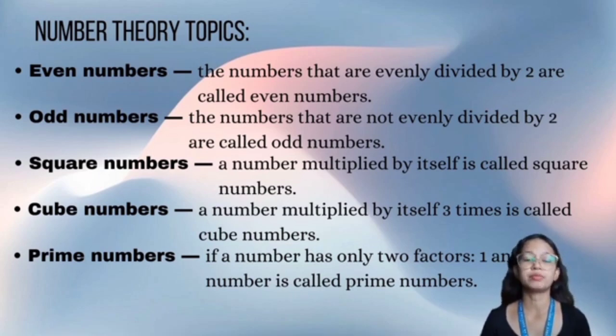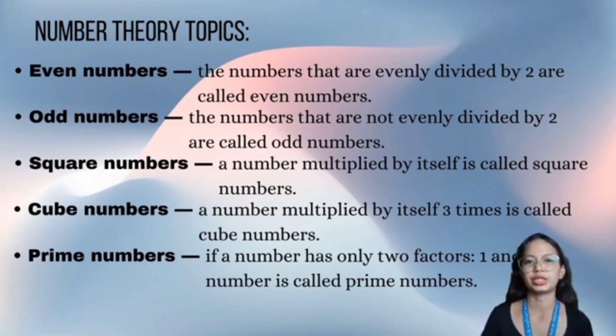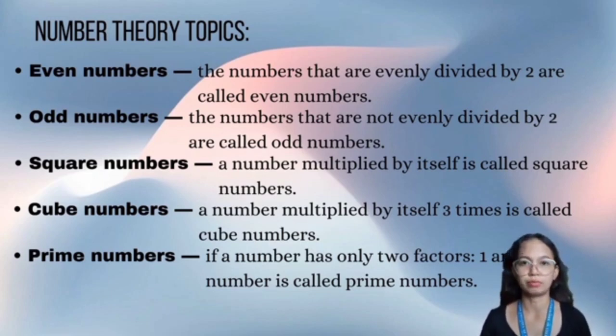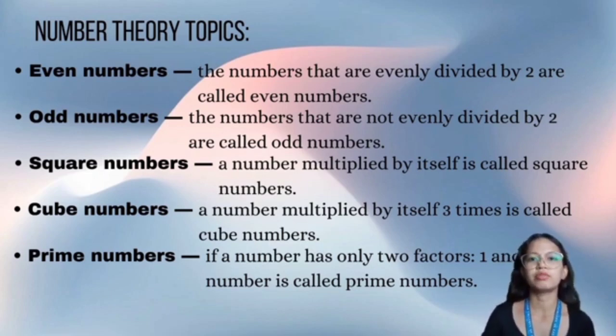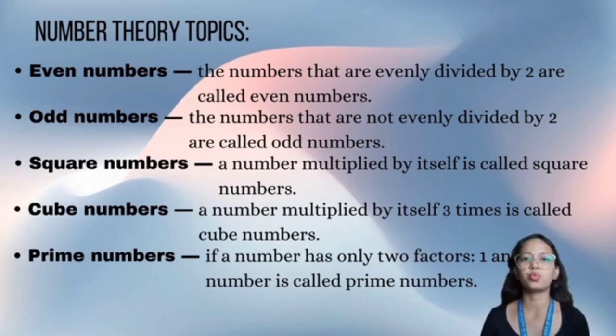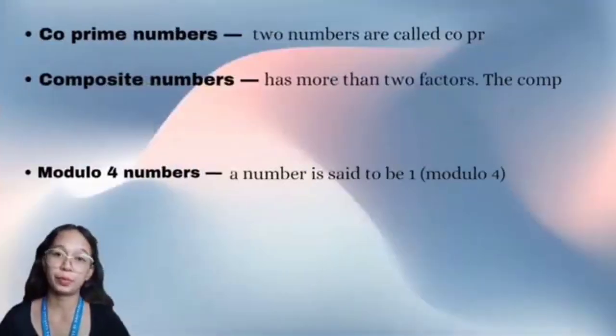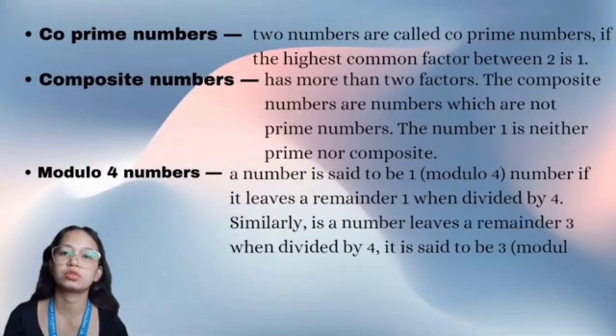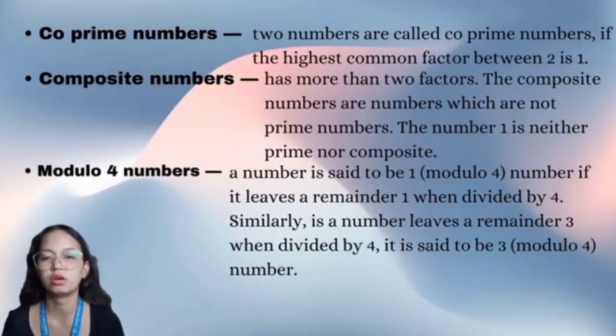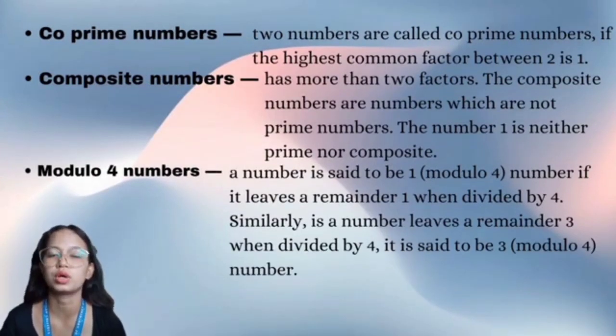Square numbers, a number multiplied by itself, is called a square number. Cube numbers, a number multiplied by itself 3 times, is called a cube number. Prime numbers, if a number has only 2 factors, 1 and the number, is called a prime number. Coprime numbers, 2 numbers are called coprime numbers if the highest common factor between the 2 is 1.